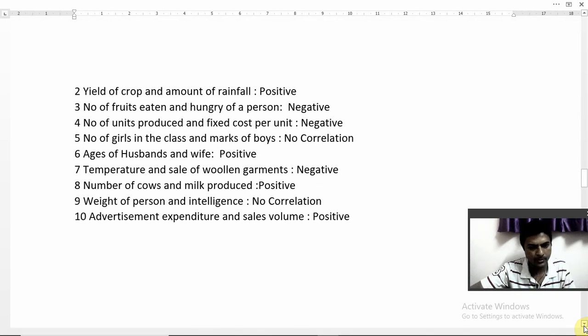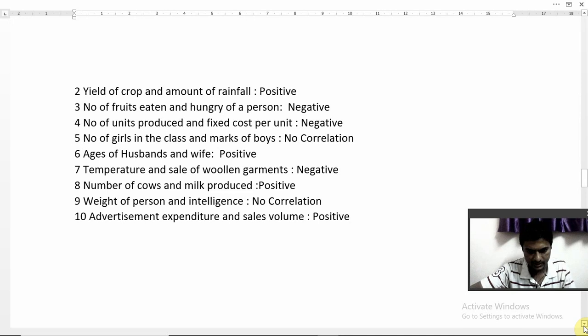Number of cows and milk production, yes friends. If the number of cows increases, like instead of 10 there are 20, 30, 40, 50 cows, then you can see milk production also increases. Suppose 10 liters, 20 liters, 50 liters, 100 liters. They are positively correlated.